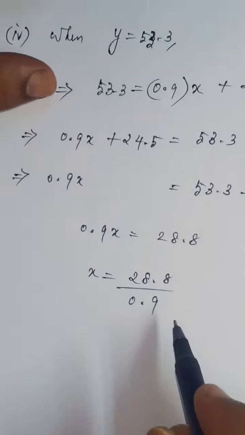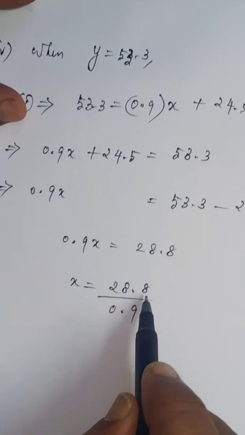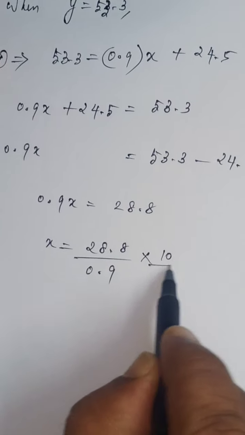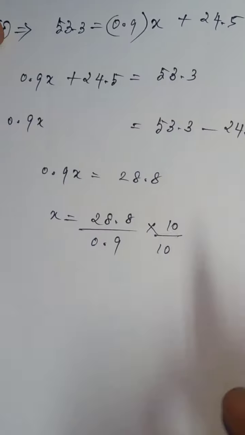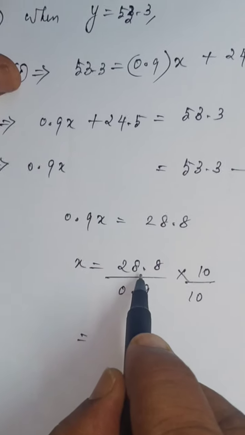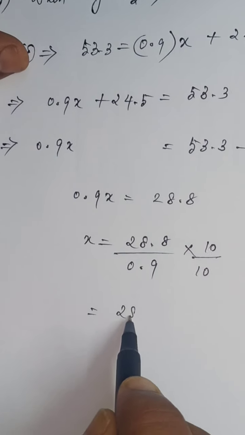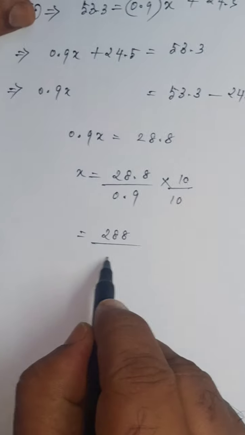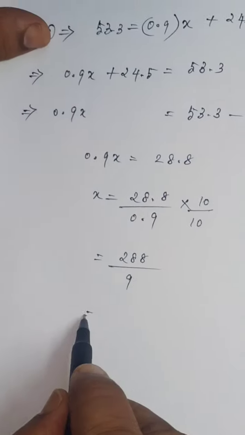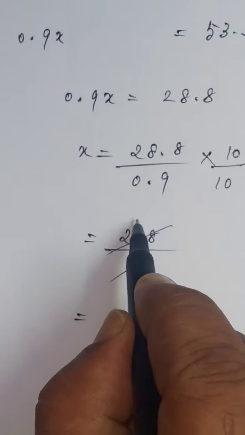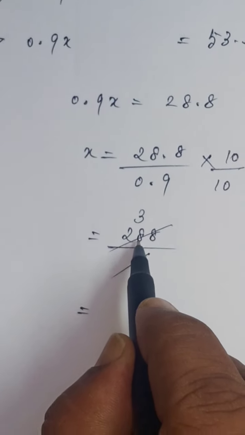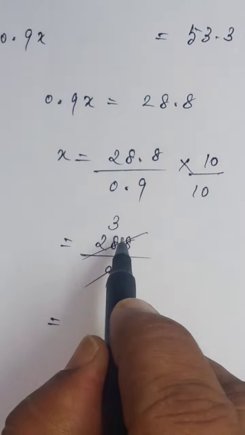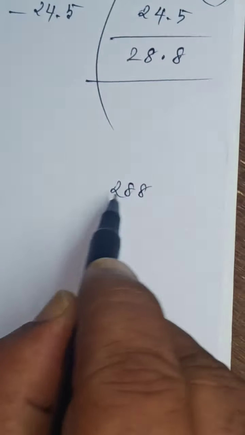Have to simplify. Look at that. This is after the decimal point, one digit. Here also one digit. For eliminating the decimal point, you just multiply it by 10 in numerator as well as in denominator. You know very well, 28.8 into 10, that is equal to 288. Correct? And 0.9 into 10, that is equal to 9. Now you can easily simplify. 9 table, how many times? 9 3s are 27. 28 minus 27 is 1. Here 8, so 18. 18 how many times? 2 times.